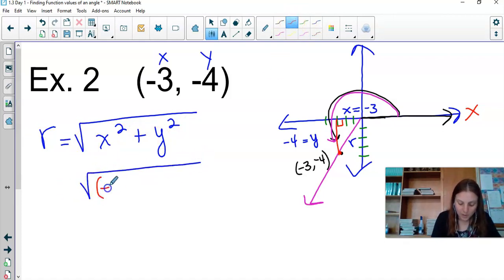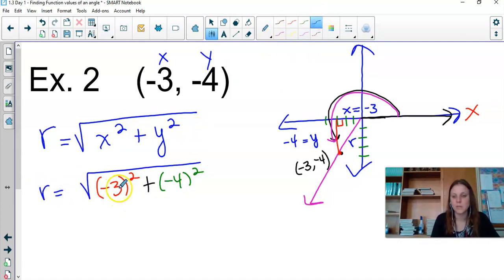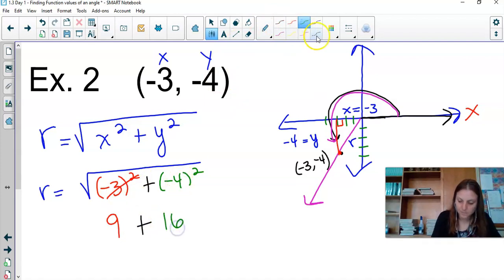Okay, our x value is -3. The y value is -4. Don't forget, you are squaring it, so it's a negative times a negative, which makes positive. -4 times -4 is positive 16. This is still under the radical.